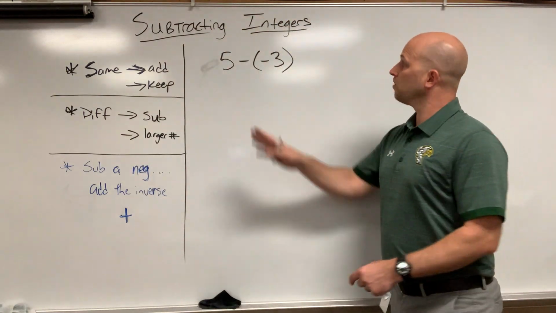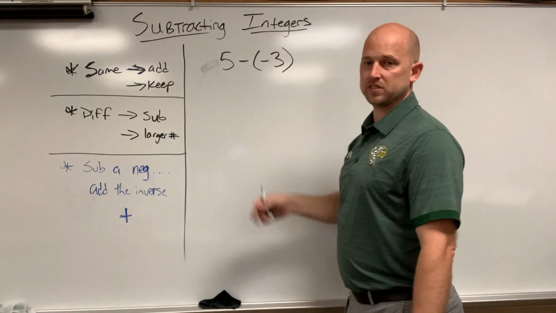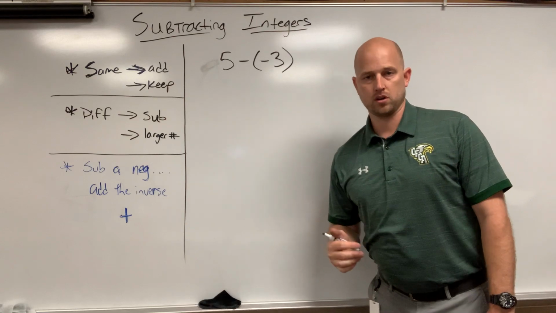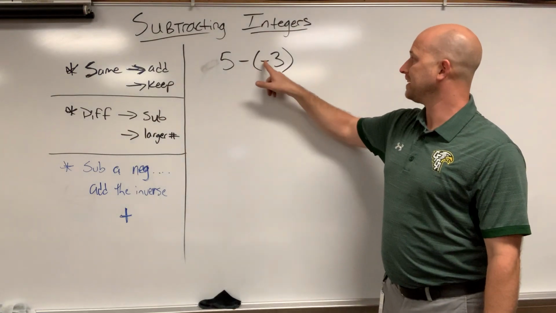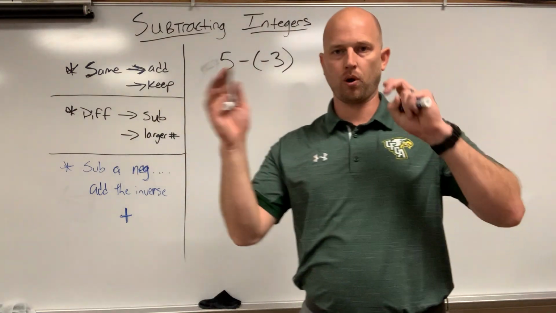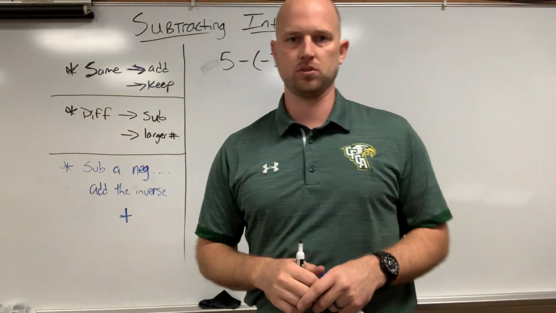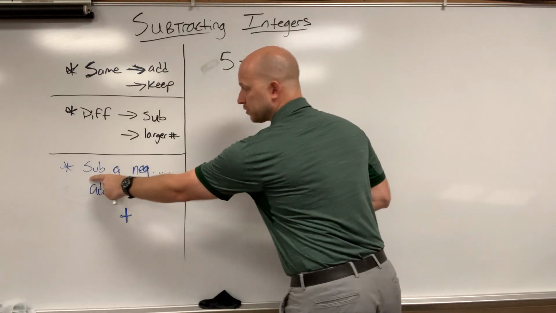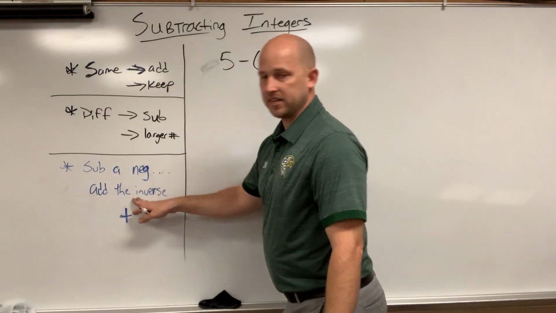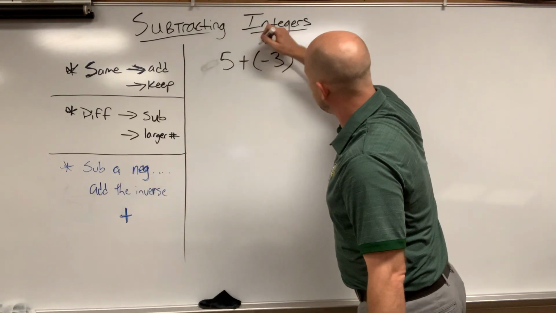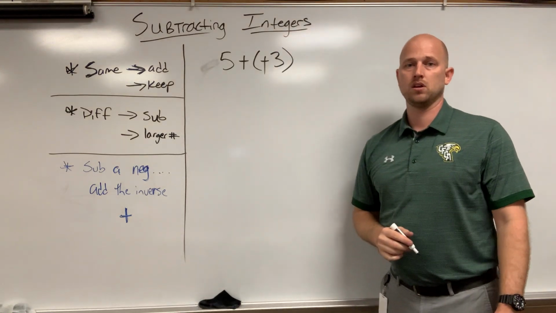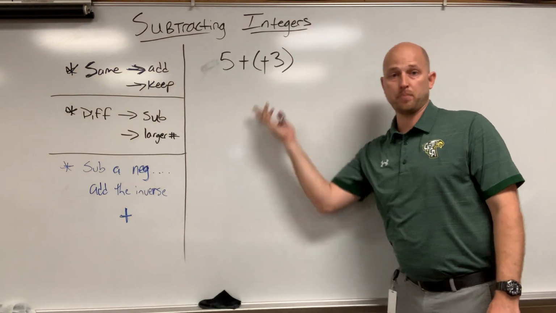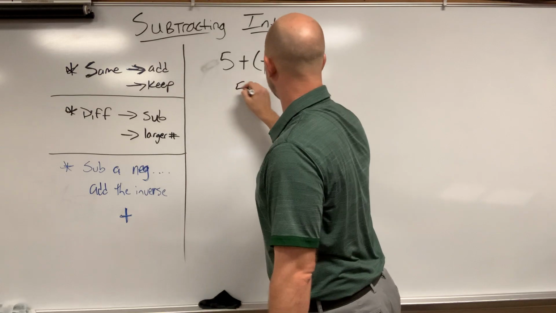You can look at it and say, well, that's a positive, that's a negative. Oh, different sign, subtract. However, again, minus a negative. This needs to be throwing flags. Something doesn't look right. When you're subtracting a negative, add the inverse. Adding the inverse, now it's 5 plus a +3. Well, that's just 5 plus 3.